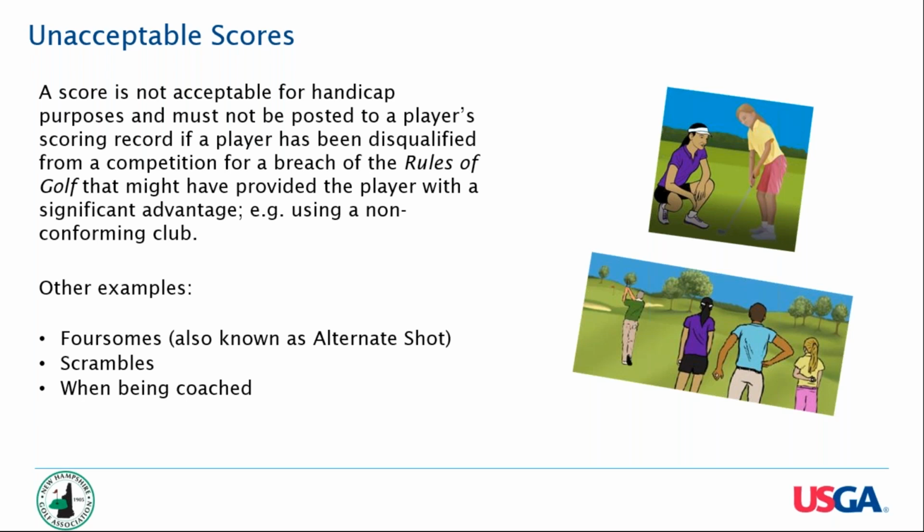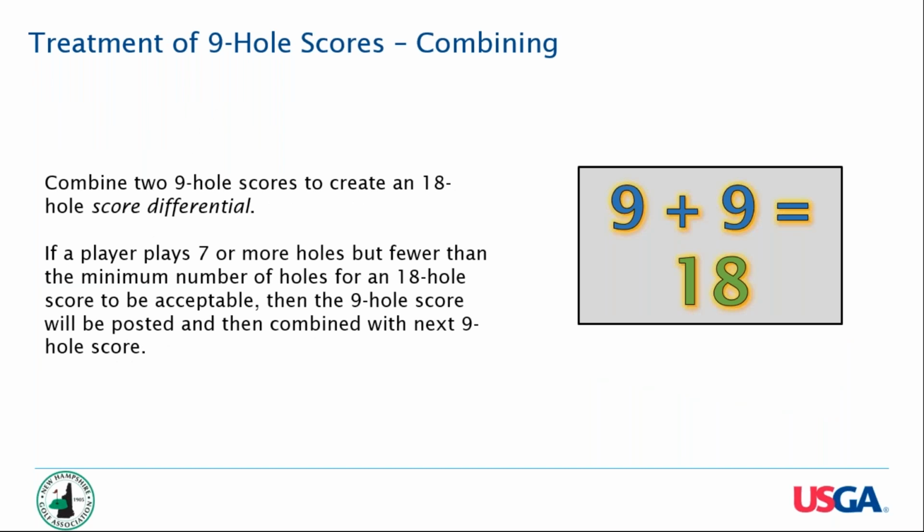All right. So, treatment of 9-hole scores and combining. This is not a change, I just want to go over it again. Two 9-hole scores that are posted to a player's scoring record will combine into an 18-hole score differential. They will combine in the order that they are received. So again, it is important to post right away and post on the day that you play.